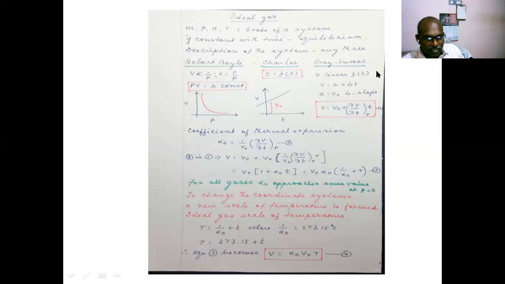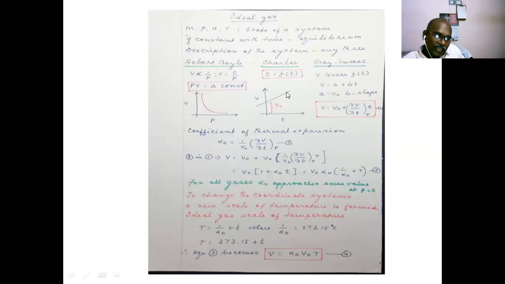As it is a linear function, it can be written like this: V is equal to A plus BT, where A is the intercept. You know the equation for a straight line, y is equal to mx plus c, where y and x are variables, m is the slope and c is the intercept. Only thing is the equation is written in a different order. So this A is V0, that is the volume of the gas at 0 degrees centigrade, and B is the slope. What is the slope?